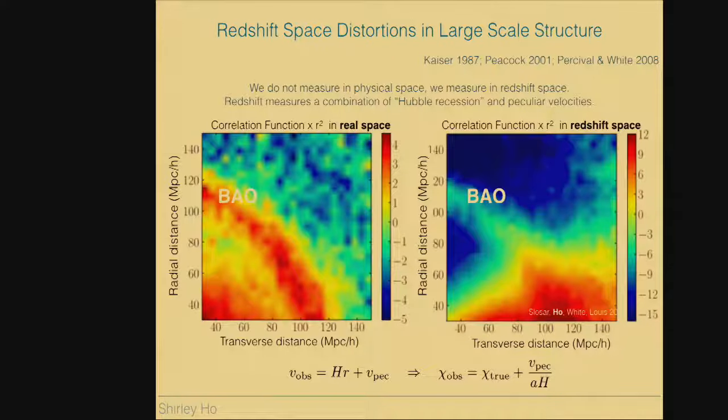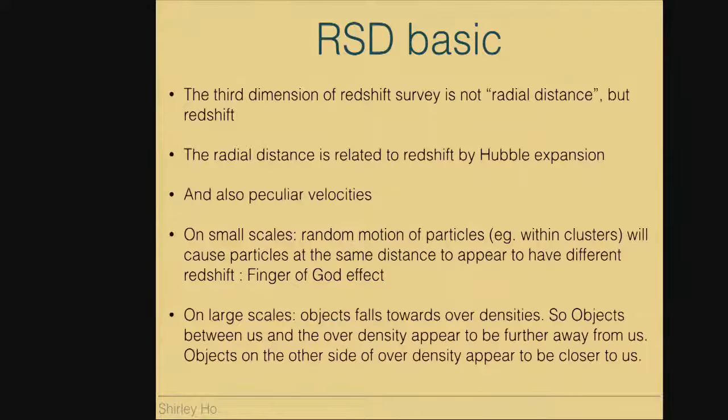Redshift measures a combination of Hubble recession and peculiar velocities. So if you look at the equations below, it's the observed velocities. It's a combination between the Hubble flow and the peculiar velocities. So your observed distance is a combination of velocity and the actual distance. Okay, and that's actually coming to the discussions in the lecture notes here.